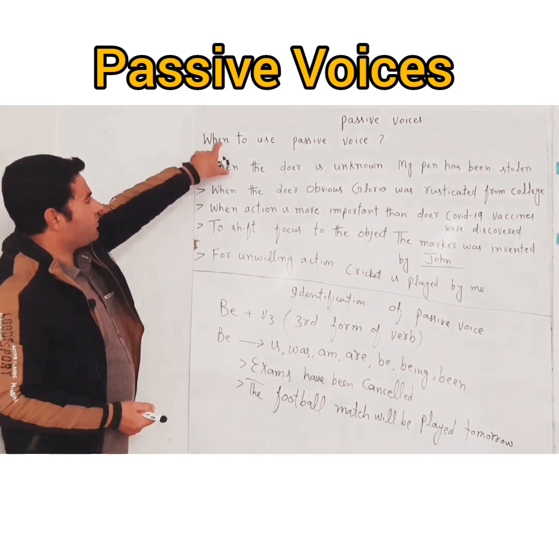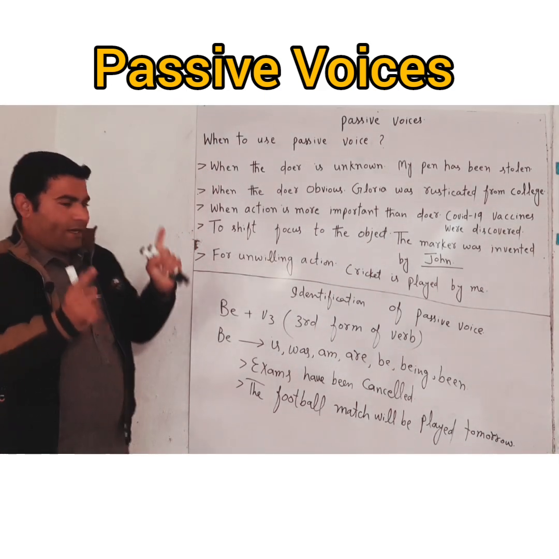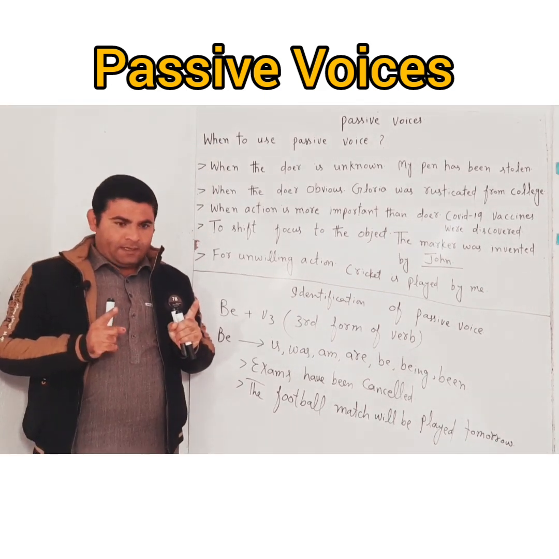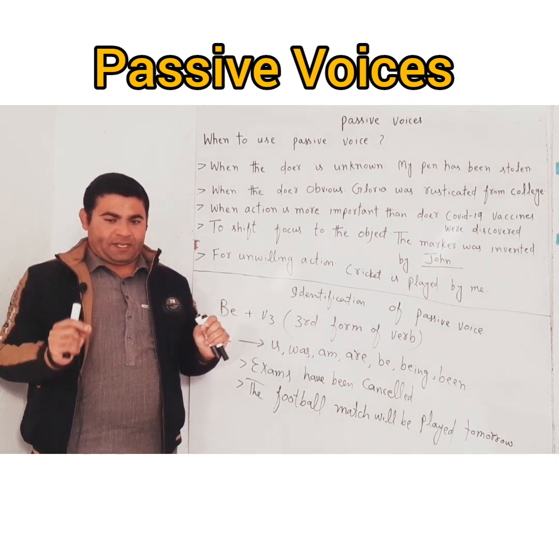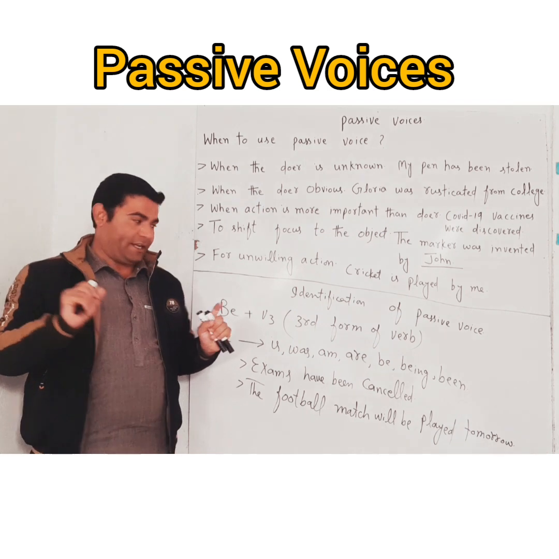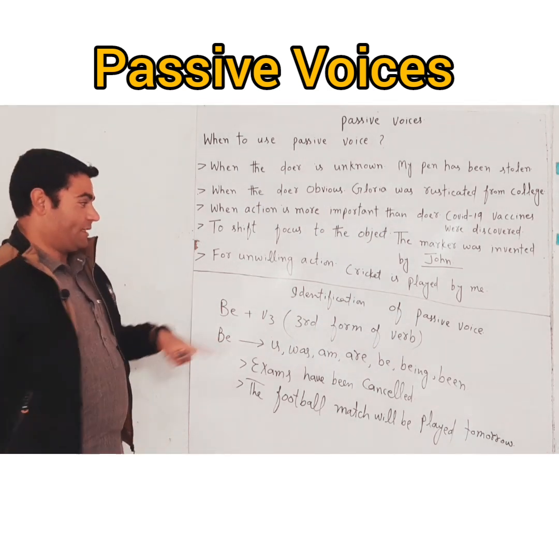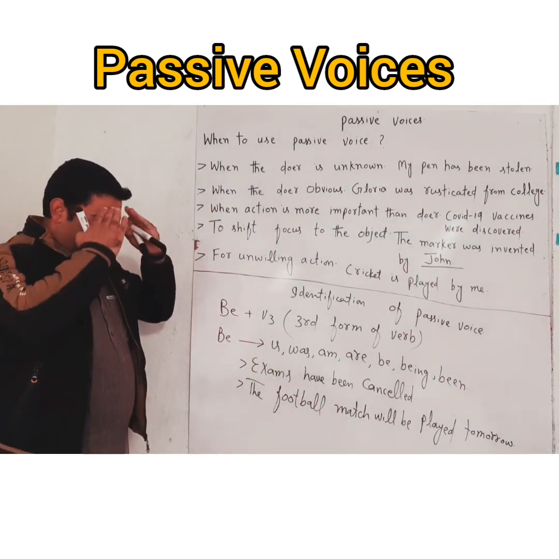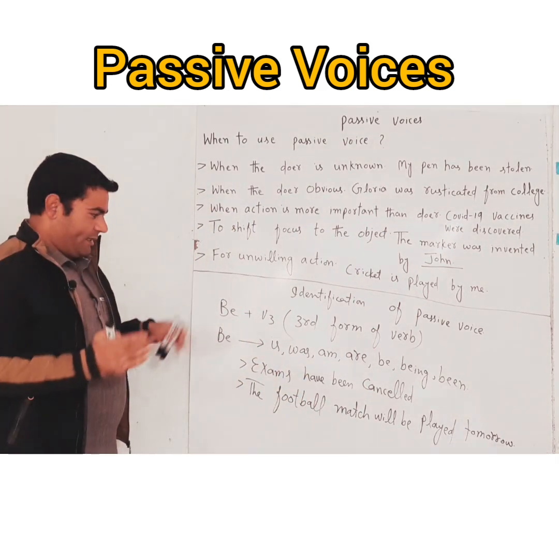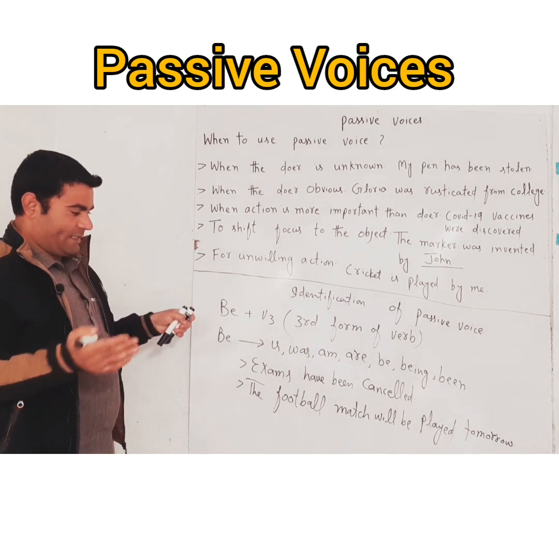And so if you look at these points, you will understand that it's not possible to speak perfect English without learning passive voices. Active voices are not enough. We have to learn passive voices. How to identify a passive voice? When will we know that it is a passive voice?